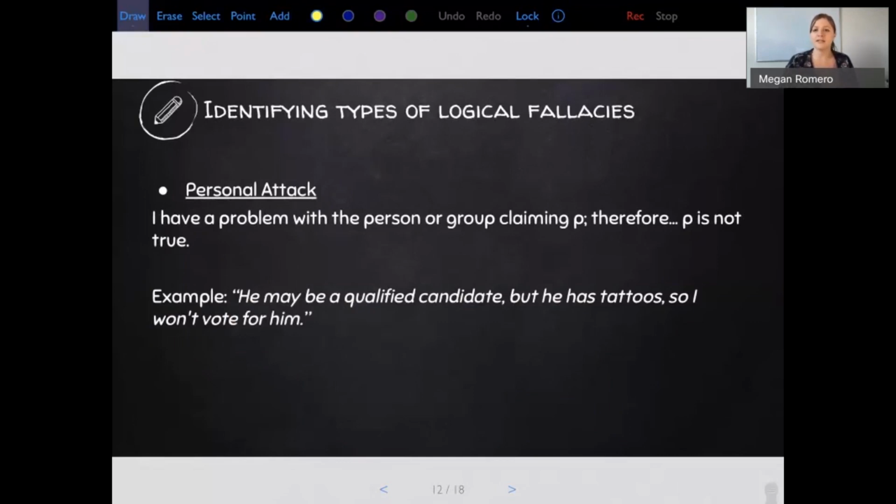So when you're analyzing an argument, when you're analyzing the set of premises or assumptions and the conclusion, what we don't want to look for is attacking the person rather than attacking the argument. Now, this doesn't mean that we shouldn't look for credible sources when we're looking for information or for resources. But when it comes to analyzing the argument, the personal attack, such as the tattoos, is a logical fallacy in this case.